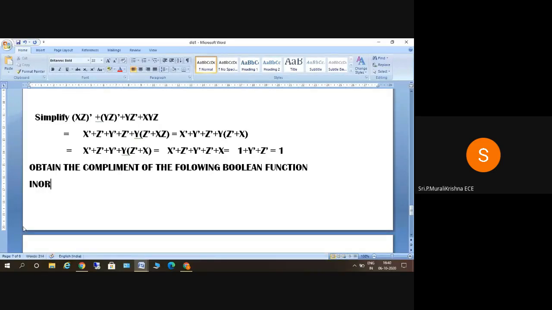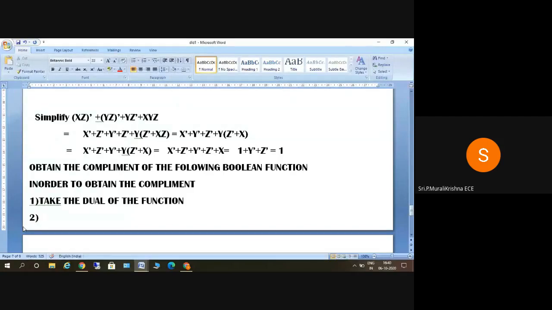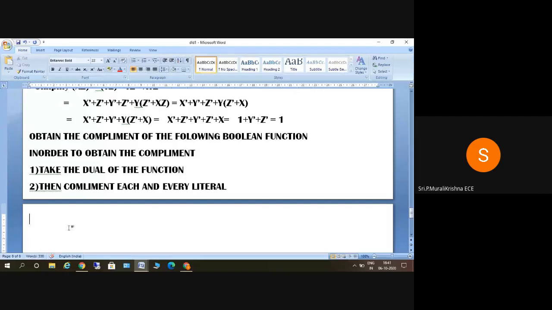So I explained this concept in order to obtain the complement. First take the dual of the function, and second, complement each and every literal. That is the thing here.